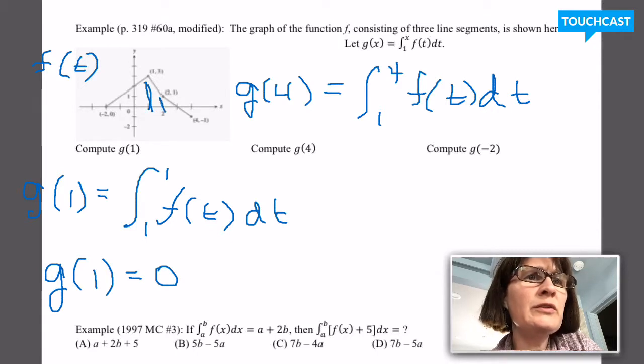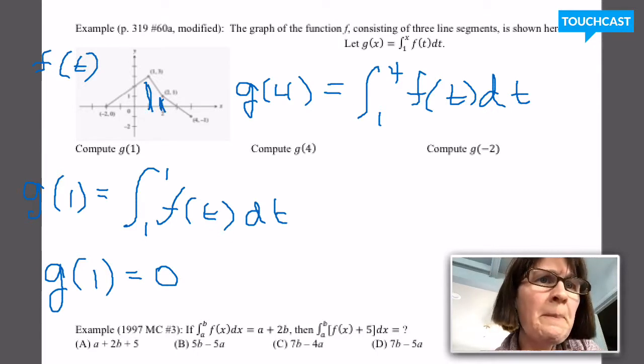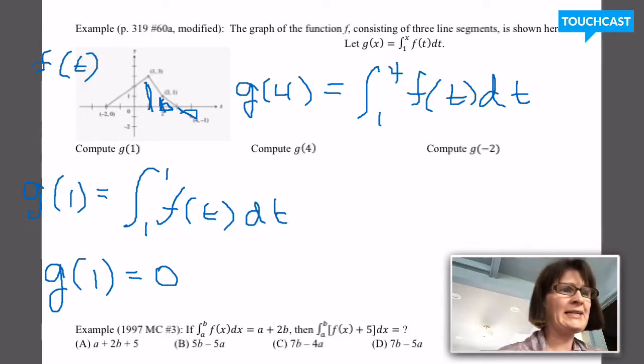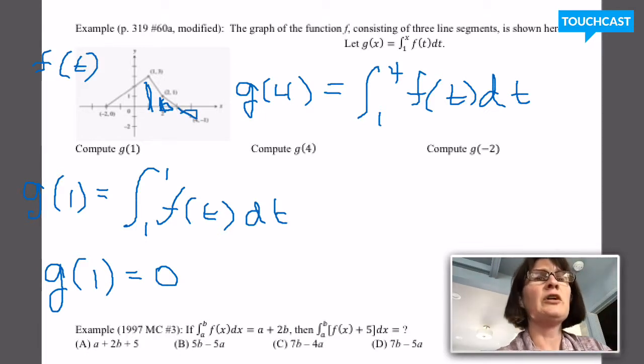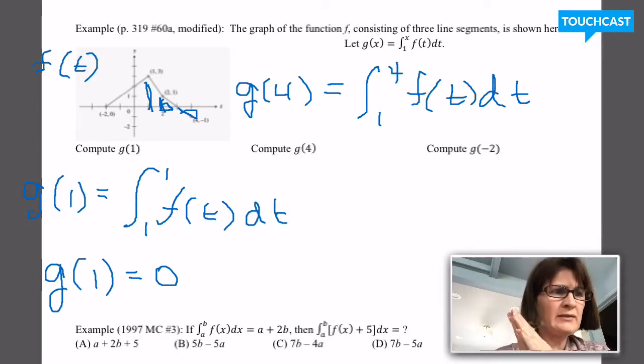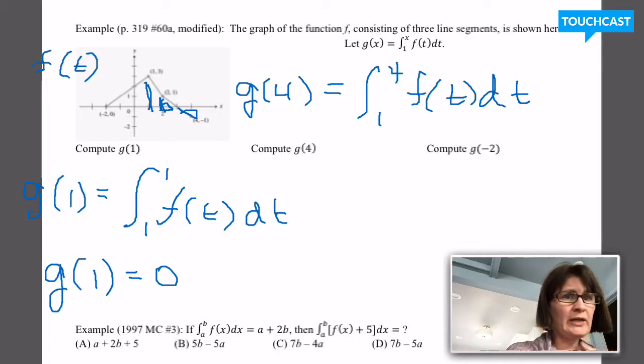So here, between 1 and 2, it looks like I have a trapezoid. I'm going to add the area of that little triangle, and I'm going to subtract away the area of that triangle that hangs under the x-axis. So I'm going to combine together 3 areas. The area of the trapezoid that falls between x's 1 and x's 2, the area of the little triangle which falls between x's 2 and x's 3, and I'm going to subtract away the area of the triangle that hangs below the x-axis that covers the distance between x's 3 and x's 4.